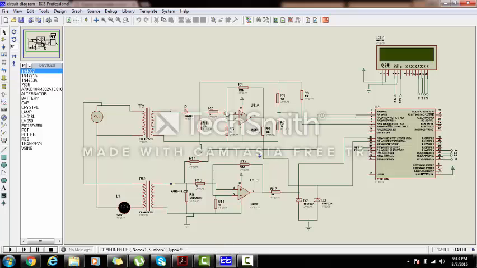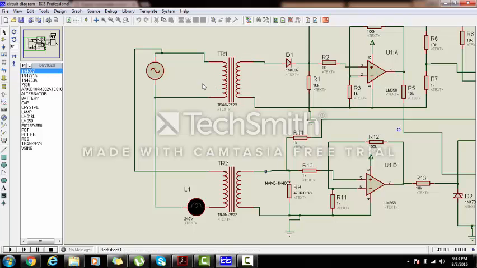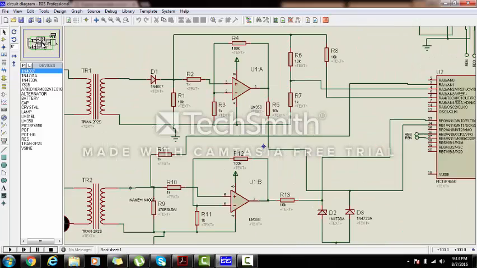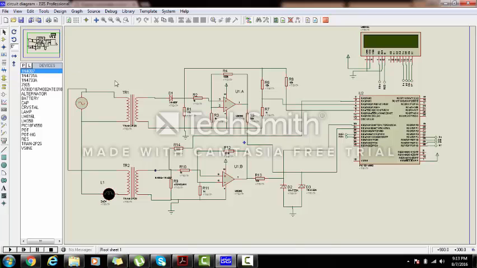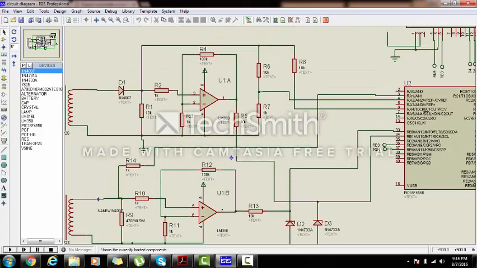Let me first explain a little about this circuit. Here is the input power supply, and this is the load, and this is the potential transformer. Because the microcontroller cannot read voltage more than 5 volts, we have to step down this voltage using the potential transformer. It will step down voltage from 220 volt to 12 volt, and after that we are using a half wave rectifier circuit. This is a diode used as a half wave rectifier, and here we are taking this signal to the microcontroller.